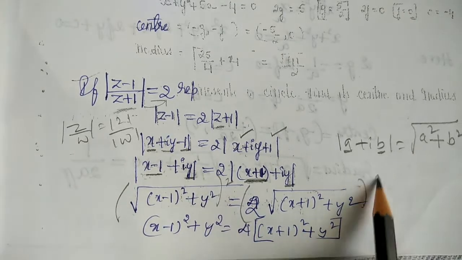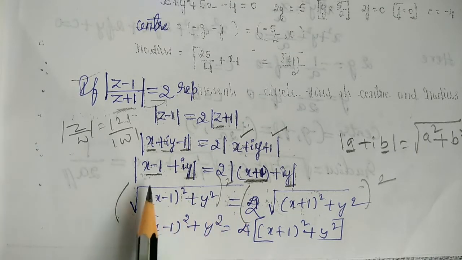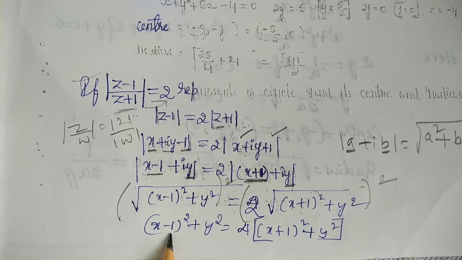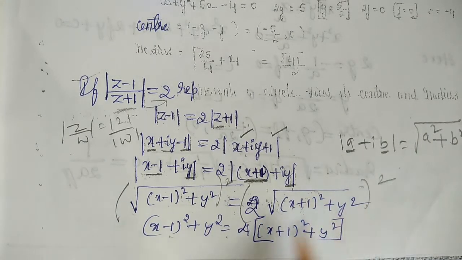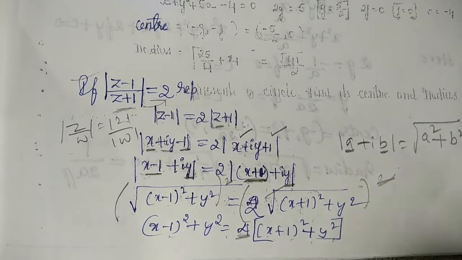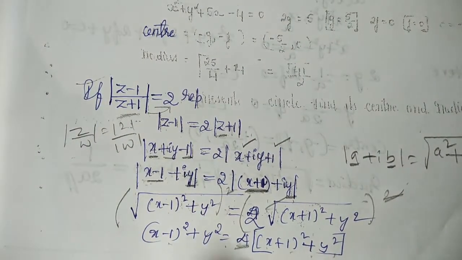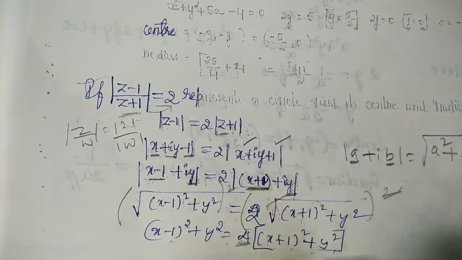Next step, square root. So for that, just squaring on both sides. So square and root get cancelled. We remain with x minus 1 whole square plus y square. So 2 square is what? 4. Here square and root get cancelled. We remain with x plus 1 whole square plus y square. So next step is what? x minus 1 whole square is in the form of a minus b whole square. Here x plus 1 whole square is in the form of a plus b whole square.